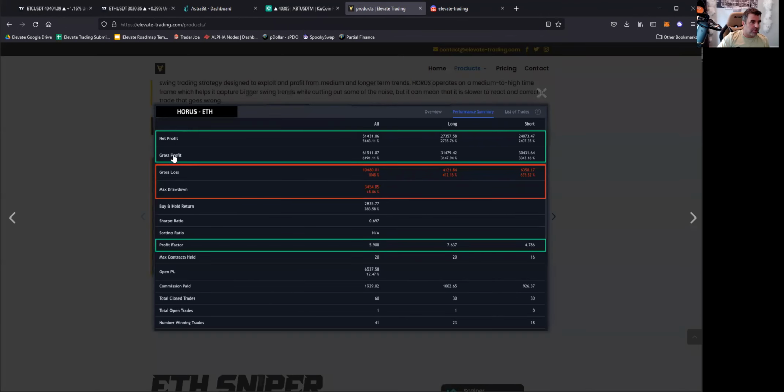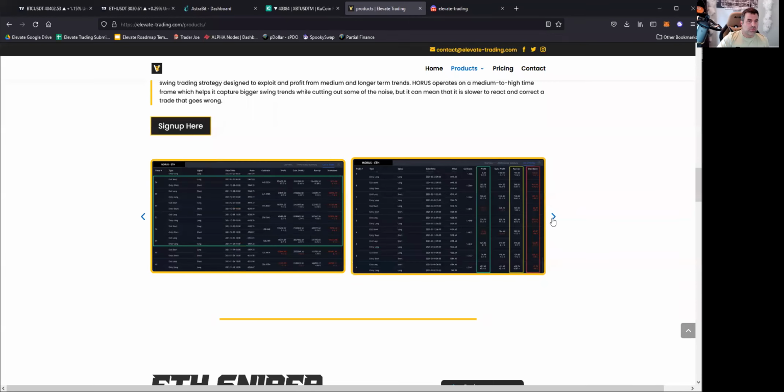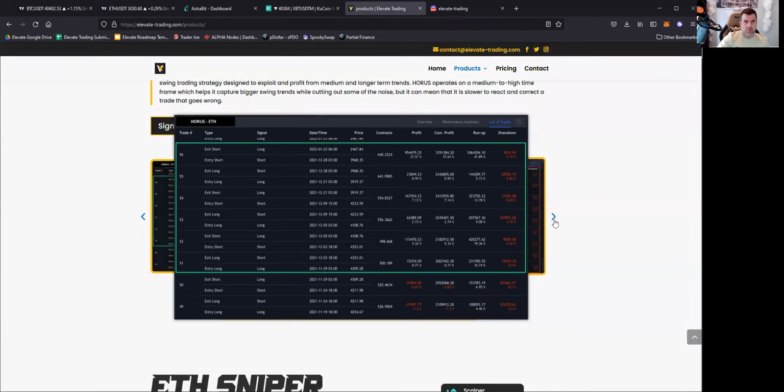You can see the net profit, gross profit, and all that wonderful stuff, the profit factor, as well as the Sharpe ratio, as well as some of the actual trades that it took last year. So you can see the date, whether it took a long or a short, what date it took and what price it took the trade at, and the profit and the cumulative profit, the run up and the drawdown, and so forth.